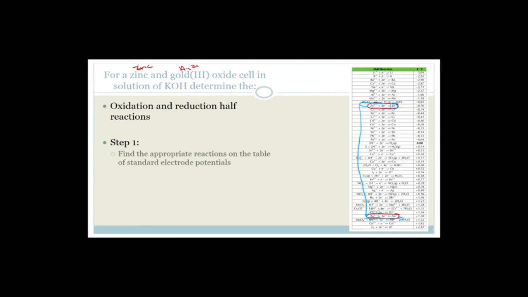And what was the question? It said find the two half cells. So do you agree it was definitely going to work because I've added my zinc to my Au3 plus. So it works. It forms a beautiful C. So this is a spontaneous reaction. Now we're going to find the appropriate reactions on the table, which we've done.